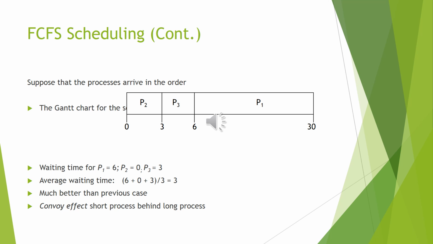Then process 2 waits for 0 seconds, while process 3 waits for 3 seconds. This is also how you will get the average time. That is 6 plus 0 plus 3 divided by 3, which will give you 3. Sorry, 9 divided by 3 will give you 3, so take note of that mistake there. So that is that. So much better than the previous case. That is how you find the effectiveness of a scheduling algorithm.